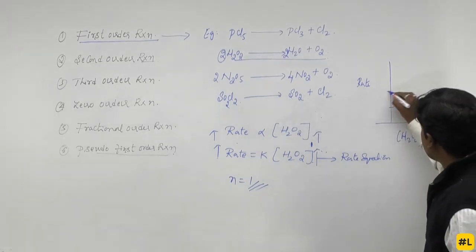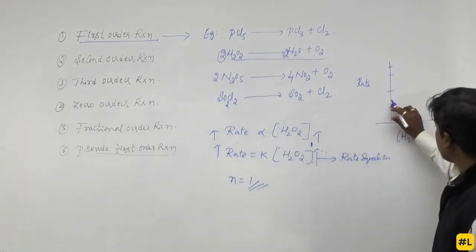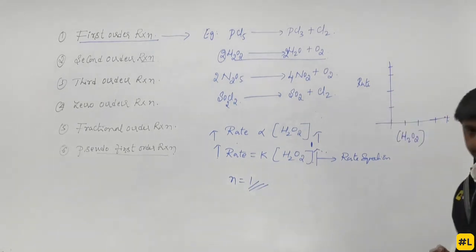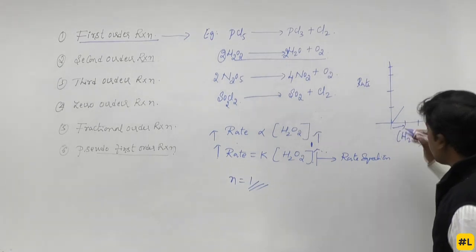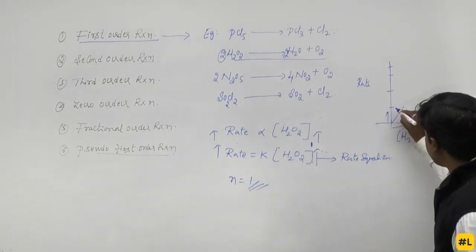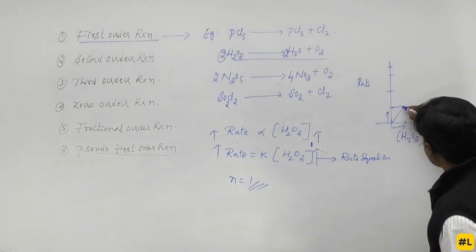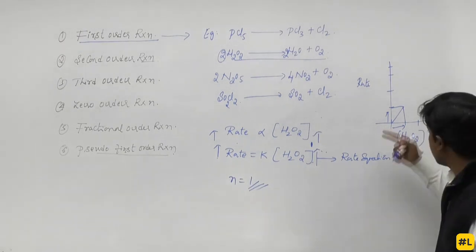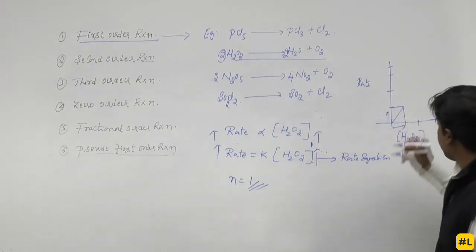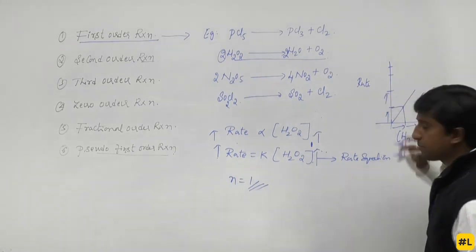Now, let us divide the scale, let us write the scales here. Let us take 1 unit on each axis. Now, when the concentration of hydrogen peroxide is increased by 1 time, you can see that the rate is increasing by 1 more time. When the concentration of hydrogen peroxide is increased by 1 time, the rate is increasing by 1 time. If I increase the concentration of hydrogen peroxide by 1 more unit, the rate increases by 1 more unit.